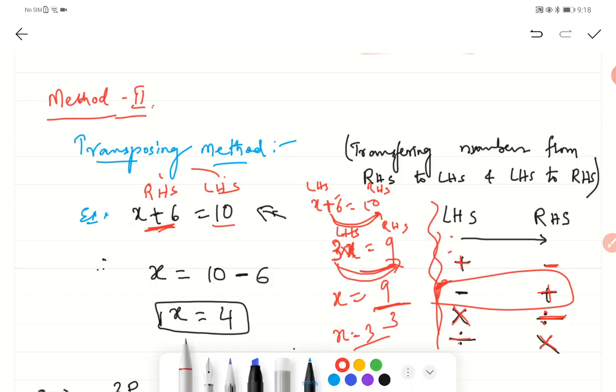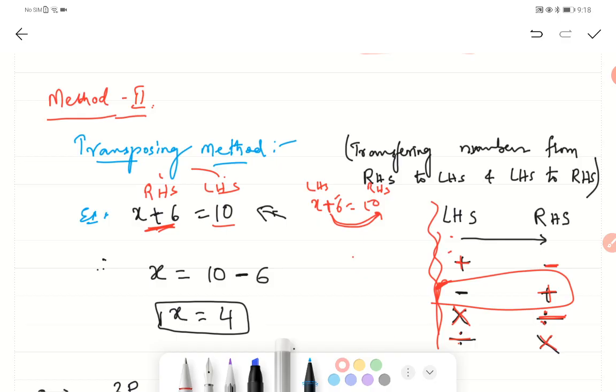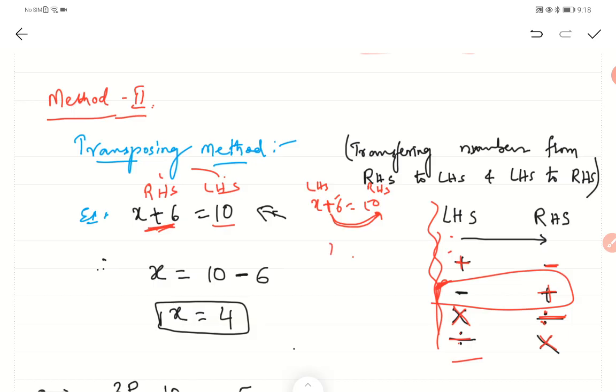Now if you have the scenario of an equation like this, for the last one, let's see. If you have x by 3 equal to 2, I just want x on the left hand side. This is divided by 3, right? So I will take x equal to 2, and divided by 3 will become multiplied by 3.